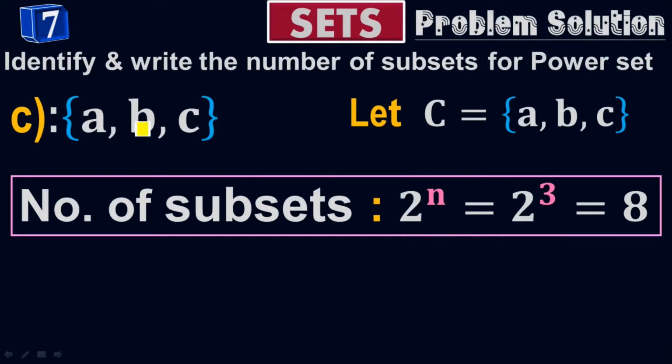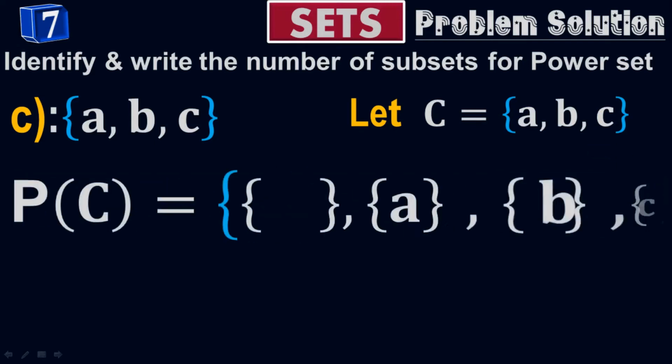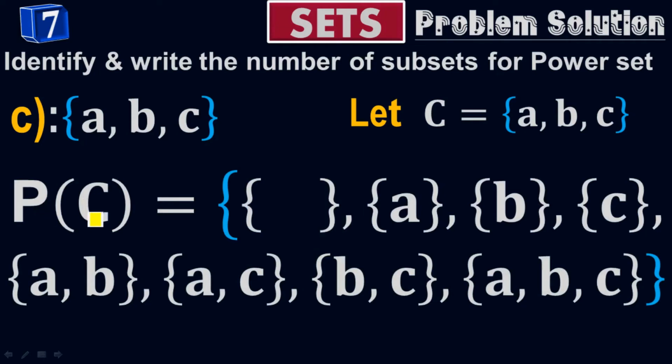If we have 3 elements, we're going to put 3 for the n. So 2 to the 3 is 8, which means that we're going to have 8 subsets for this C. We will have 8 subsets for this set. These 8 are the number of subsets. There we're going to have the power set. P of C means the power set of C.